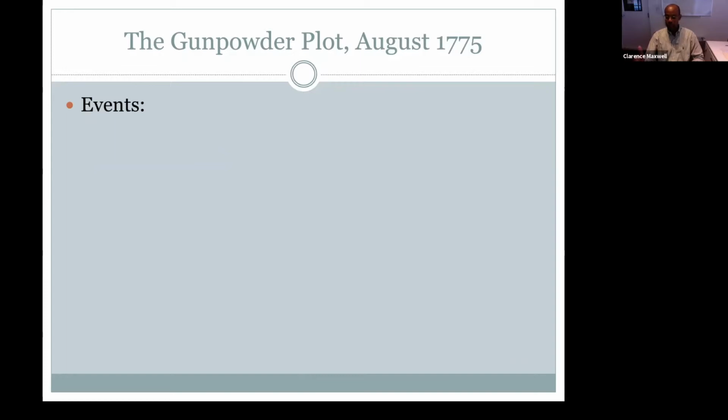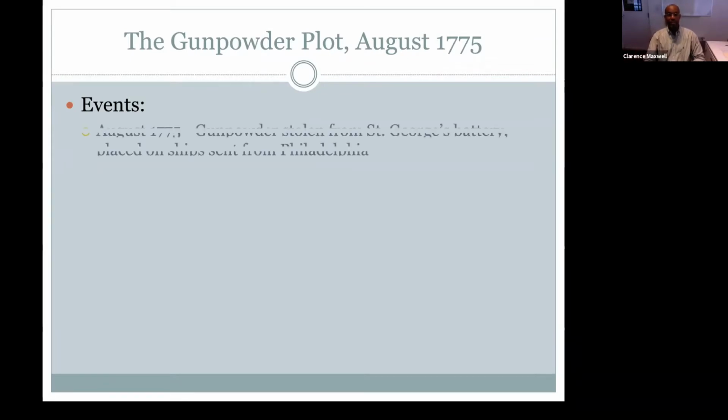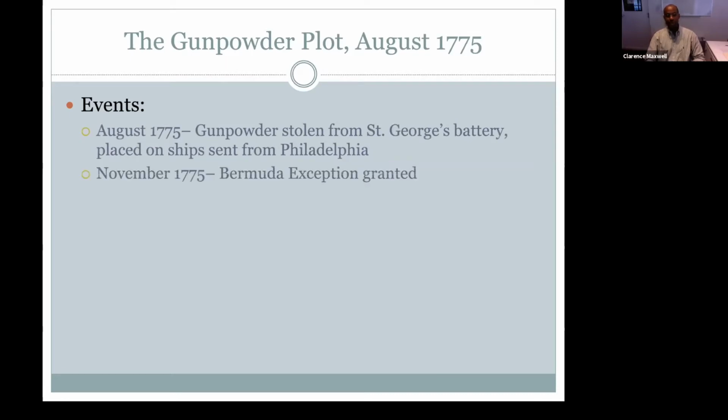The consequence was that Bermuda would continue to trade with North America. It could take its goods in exchange for the gunpowder stolen. That gunpowder, by the way, would be used against the British government, British soldiers rather. Gunpowder stolen, Bermuda exception granted. Bermuda would be allowed to trade with North America.